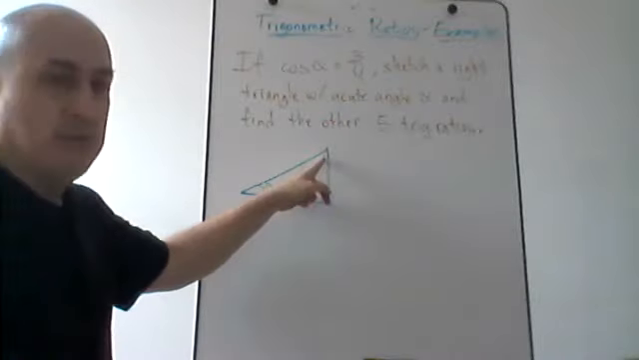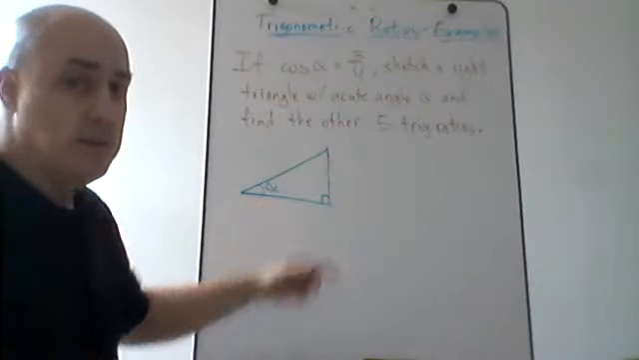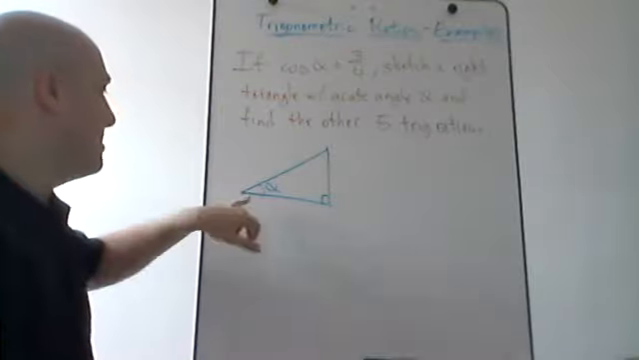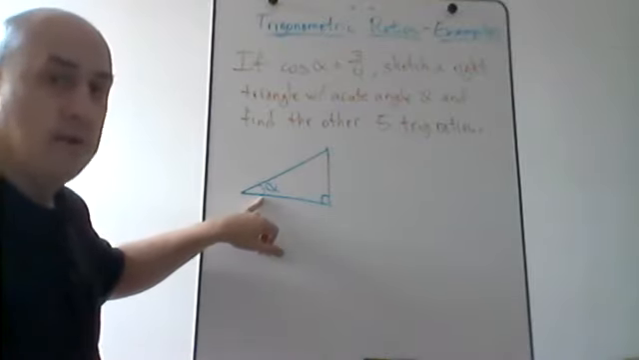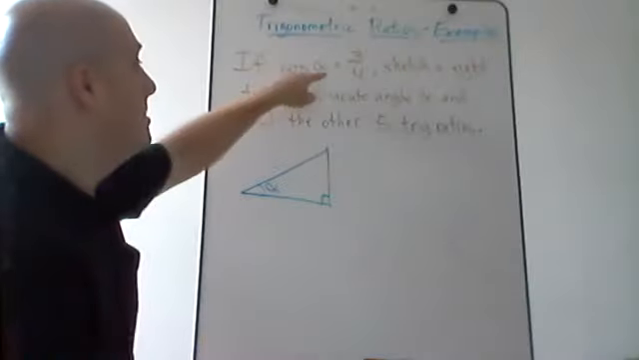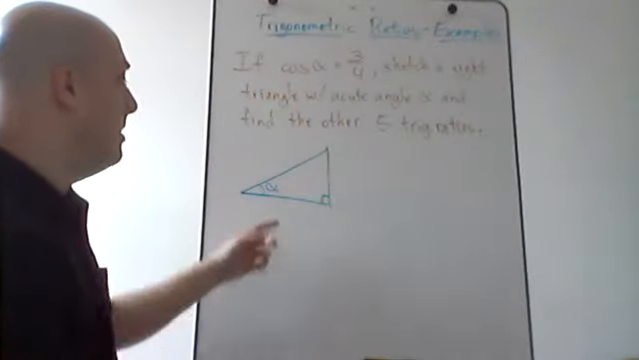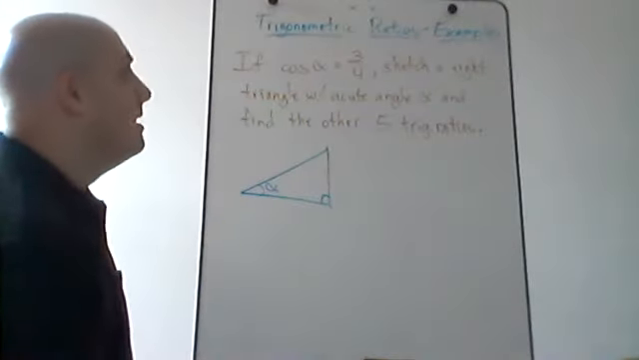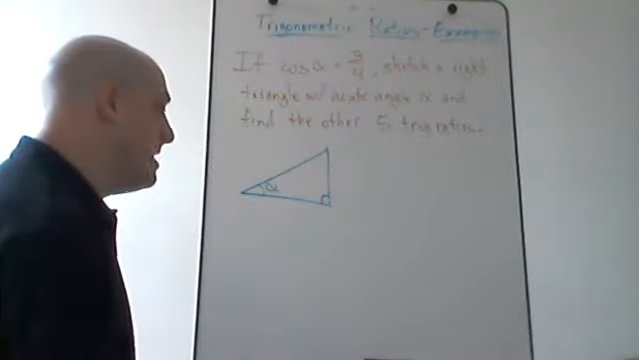Now you could have also labeled that angle up there alpha if you wanted to. It doesn't really matter, but in most of the pictures we see, the labeled angle is the one on the bottom left, so I'm just going to keep it consistent by doing that. All right, so cosine of alpha equals 3/4. Now I need to label the sides of my triangle. They tell me what cosine of alpha is equal to.